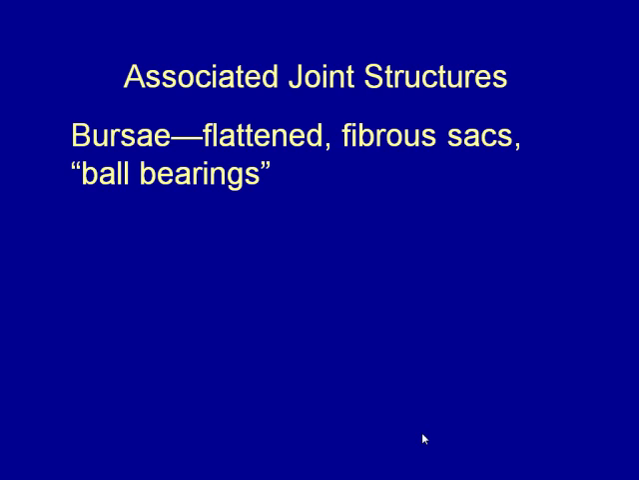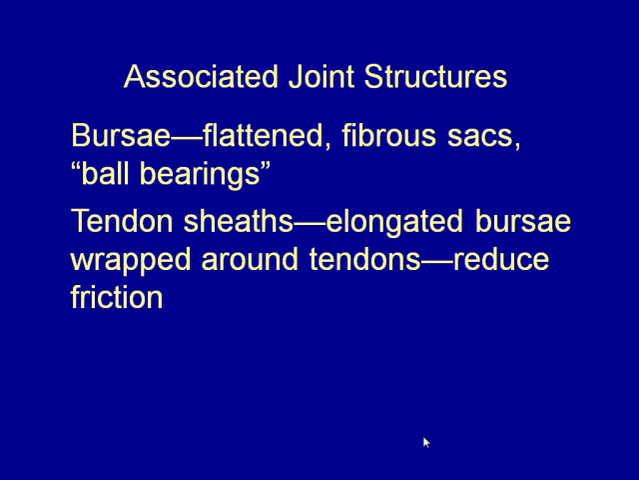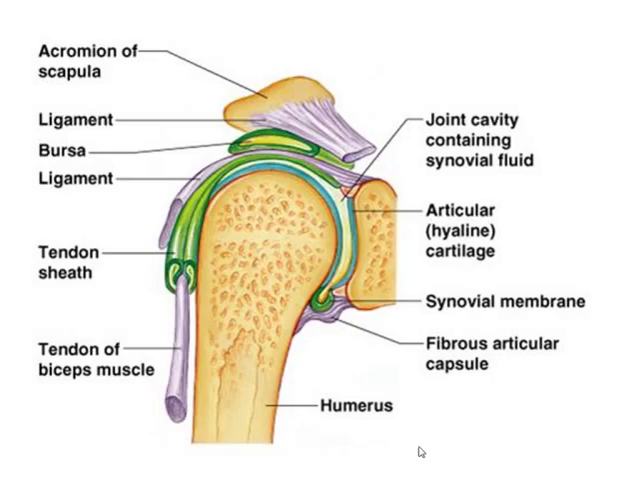And then we have tendon sheaths, which are sort of elongated bursae. They're again fluid-filled sacs, but they're longer, and they're wrapped around tendons. Tendons hold muscle to bone. And again, as the tendons need to move across a joint, it helps reduce the friction.